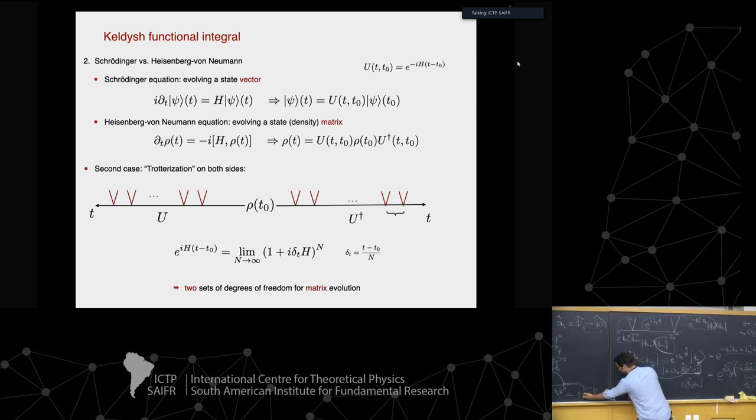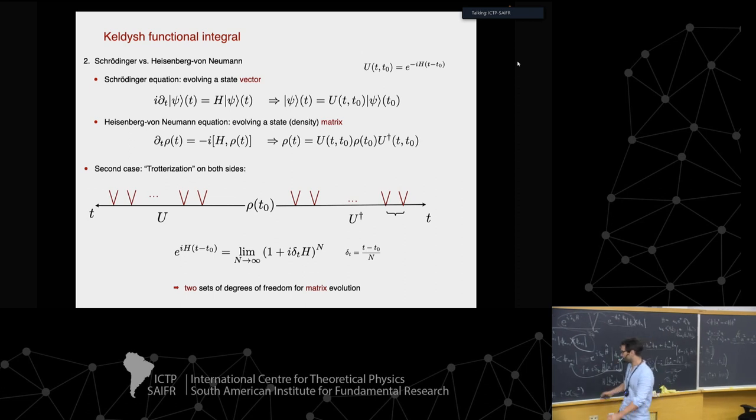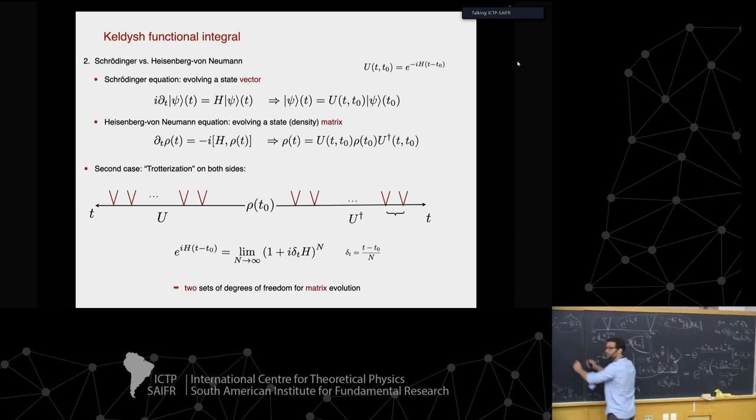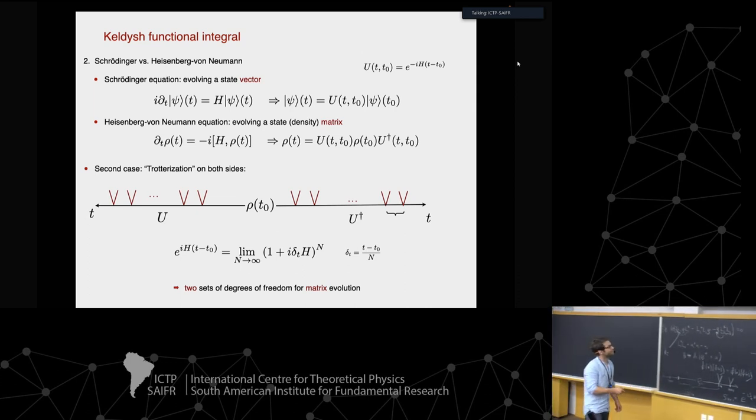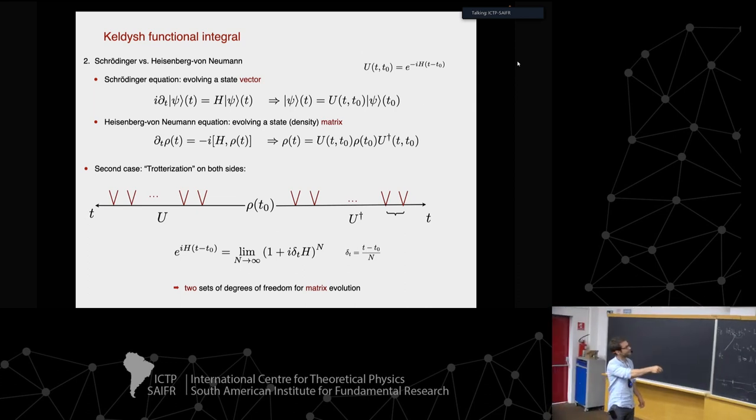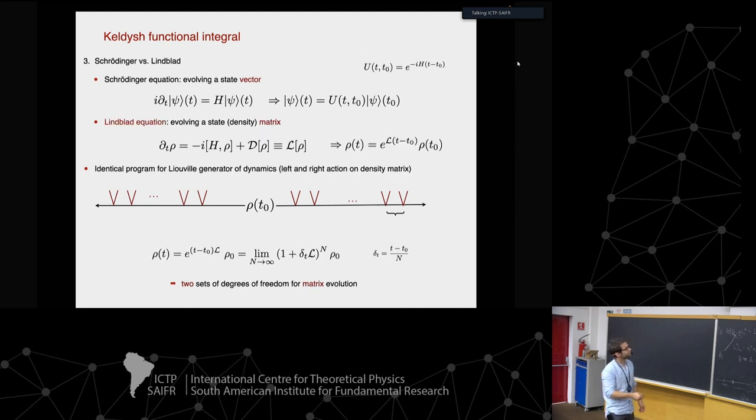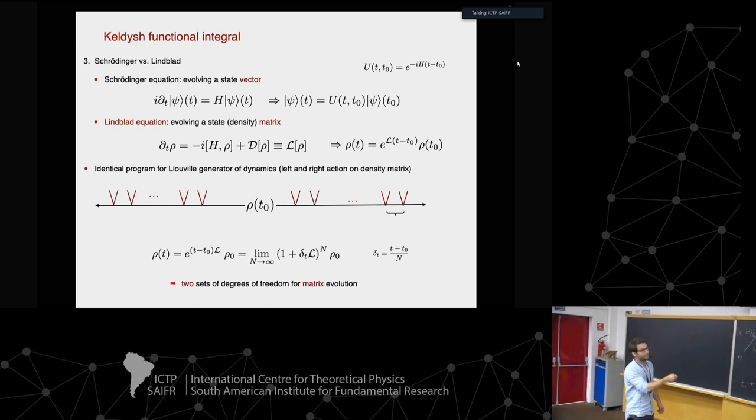So you can see here with this relative minus sign, there's this Heisenberg commutator structure appearing, and then we can go back to the construction above to evaluate these matrix elements. Yeah? So we see here, in particular, we need now two sets of degrees of freedom for each time string. And the same program is actually really true for this Lindblad generator.